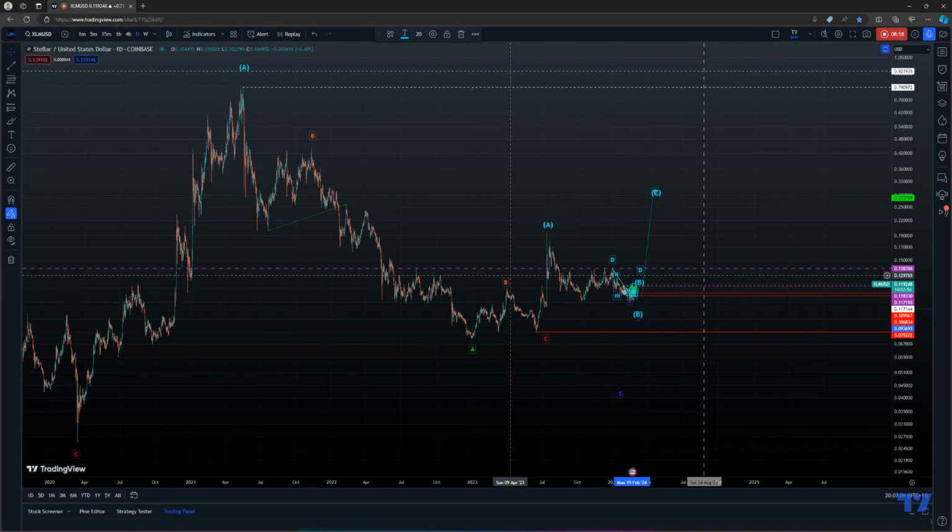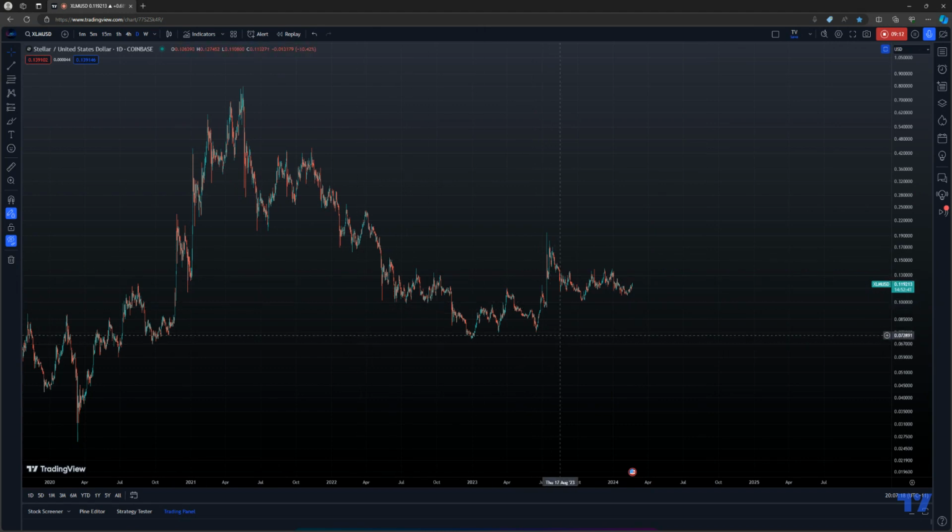Also, if we did move up like this, why would this move start off in this particular way? Think about this for a sec. Have a look at how this started down here versus how this is starting down here. This is not a wave three starting off. The way that it's starting off now, it's not a wave three, right?